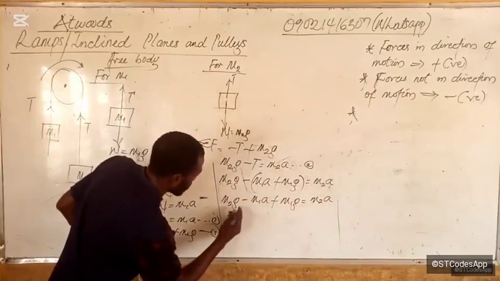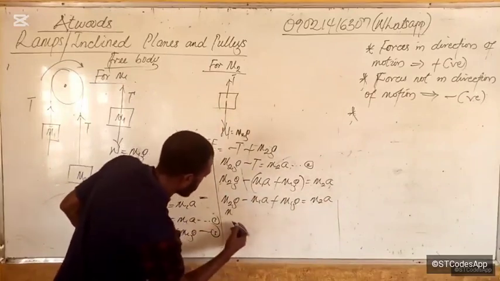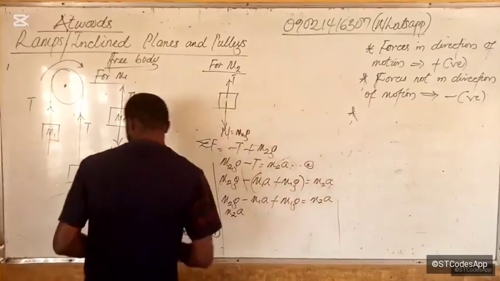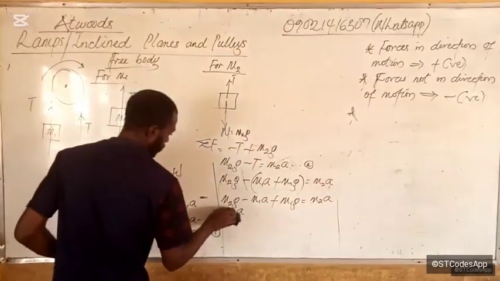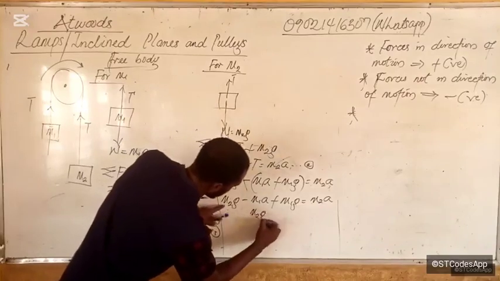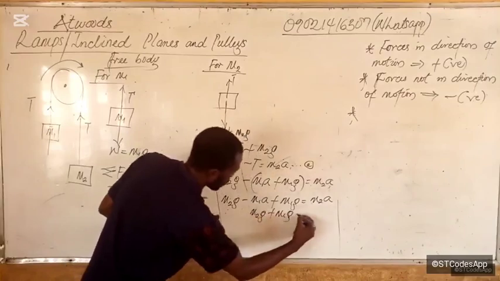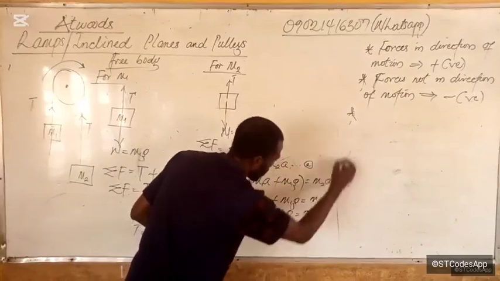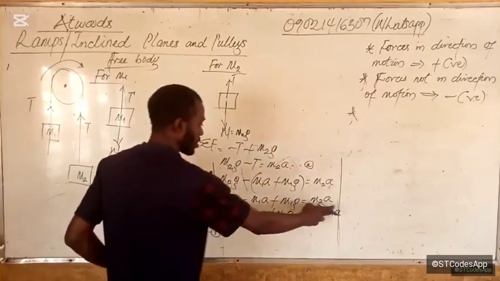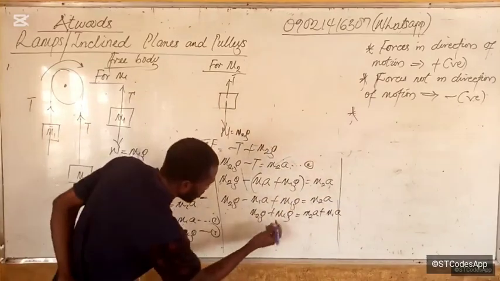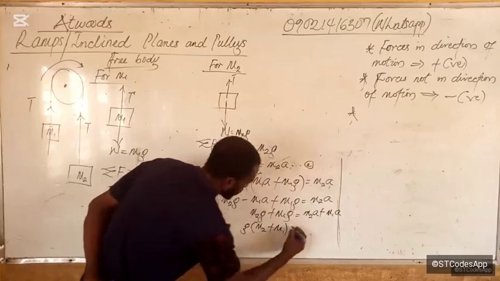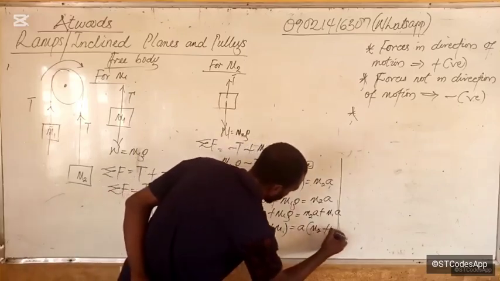So we have M2A, and for those that might be confused, let's just write what we have first. We have M2G plus M1G will now be equal to M2A. Here comes a plus M1A. Alright, since it's acceleration we're looking for, acceleration is common there. G is also common here. We can say G into bracket M2 plus M1 is equal to A into bracket M2 plus M1.